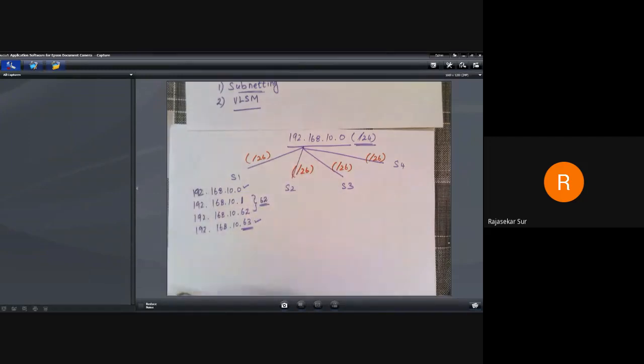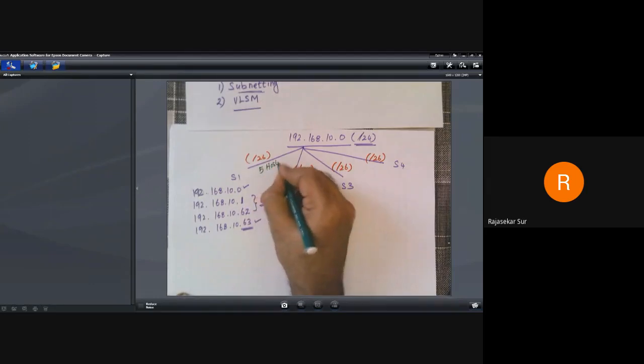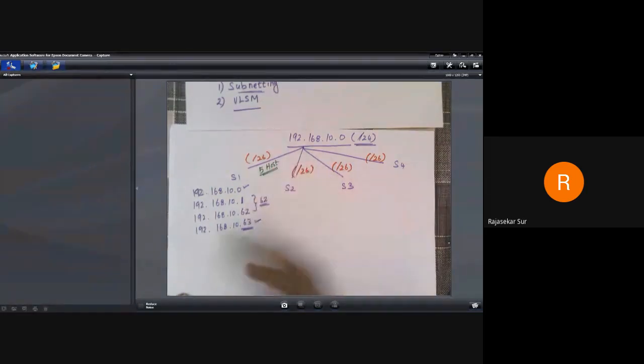I'll write it here: we need only 5 hosts. But after subnetting, you are getting 62 hosts. That means out of 62, I'm going to use only 5. The remaining will be wasted. Go to the second subnet.